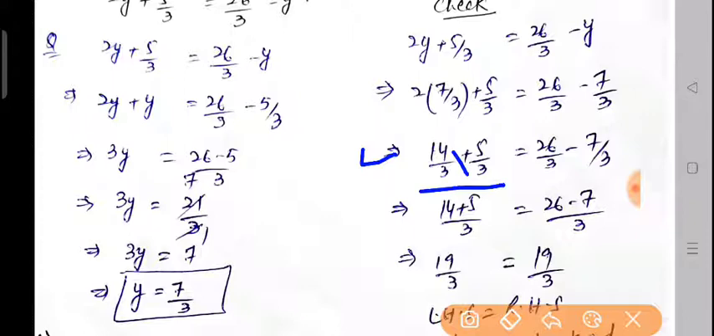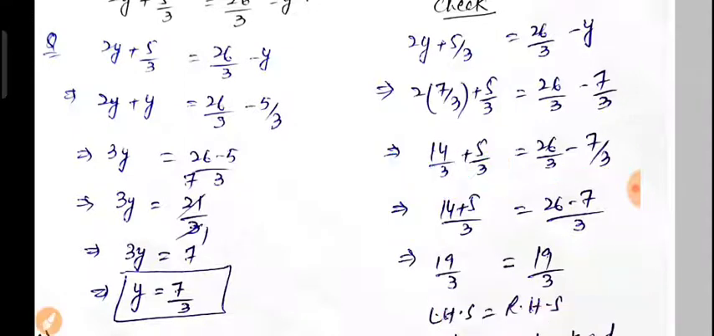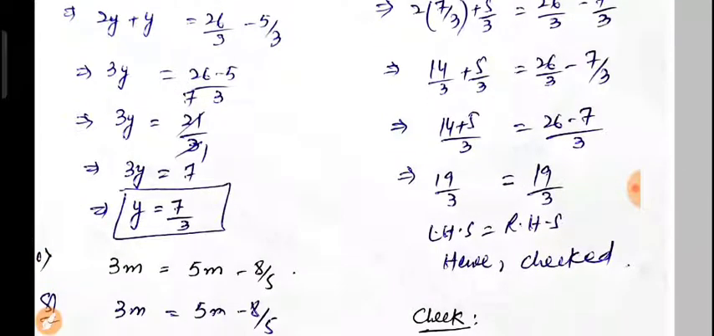Then on the LHS, we simply write 3 as a denominator because the two fractions have the same denominator, and when the denominators are the same, we copy the numerators. The numerator is 14 plus 5. On the right hand side, the denominator is also the same. So we write the same denominator, that is 3, and we copy the numerators as it is, that is 26 minus 7. Then moving further, 14 plus 5 is 19, divided by 3, and 26 minus 7 is 19, divided by 3. LHS is equal to RHS, hence checked.